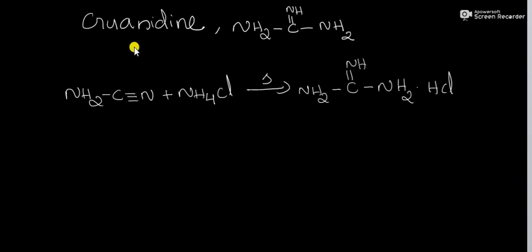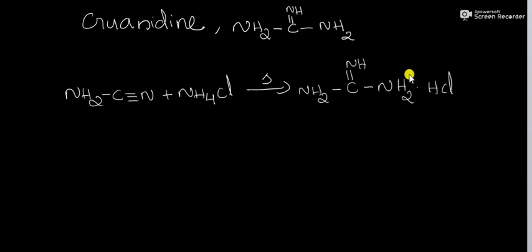Another carbonic acid derivative is guanidine. This is the formula of guanidine, NH2-C(=NH)-NH2, which is present in beet juice and is also one of the degradation products of purine bases of nucleic acids. It can be prepared from cyanamide, that is NH2C≡N, by reaction with ammonium chloride under pressure, which converts it into guanidine hydrochloride. This is the structure of guanidine hydrochloride.